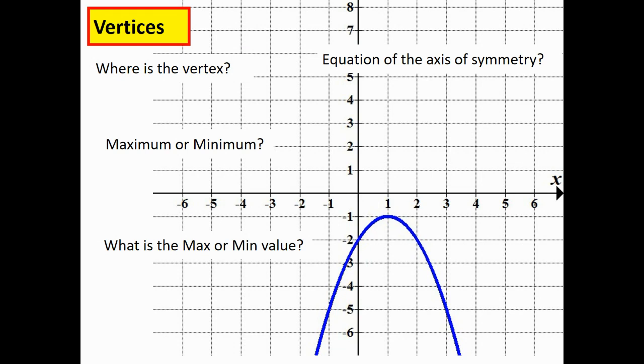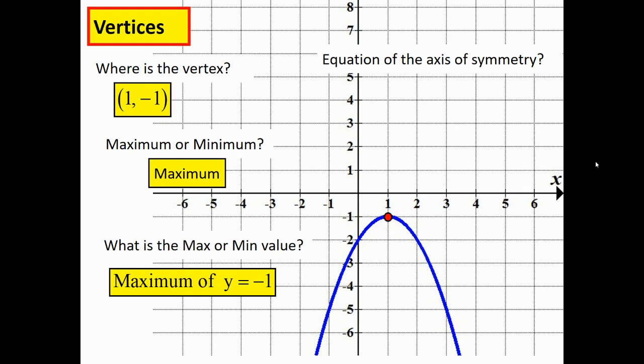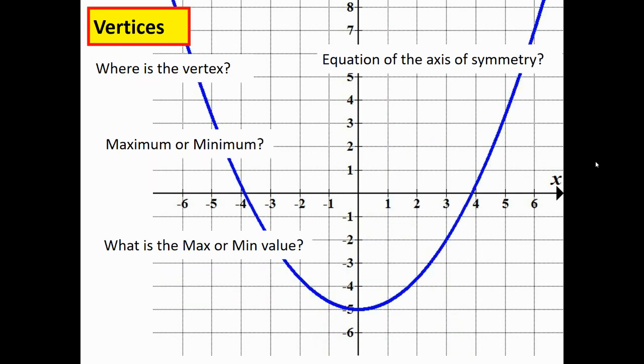All right, where is the vertex? (1, -1), right? There it is. And a maximum or minimum? This is a maximum. And the maximum value is, a maximum value of -1. y equals -1. The equation of the axis of symmetry, hopefully you realize the trick. It goes through the vertex at the 1. So x must equal 1.